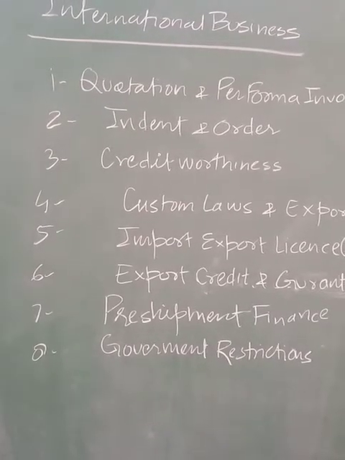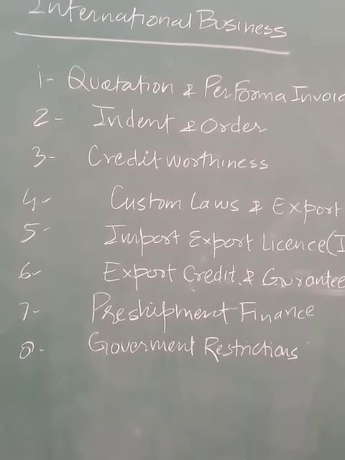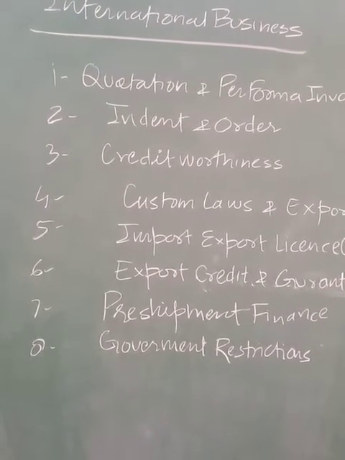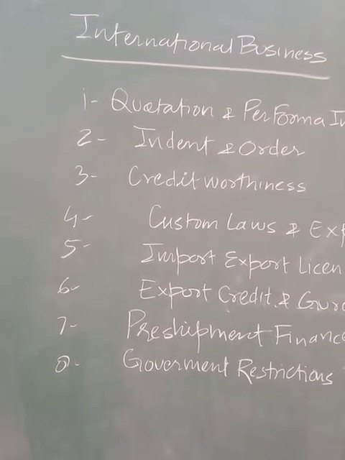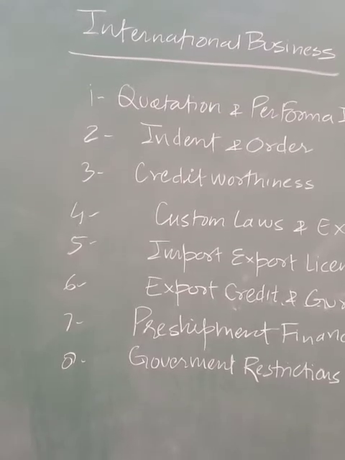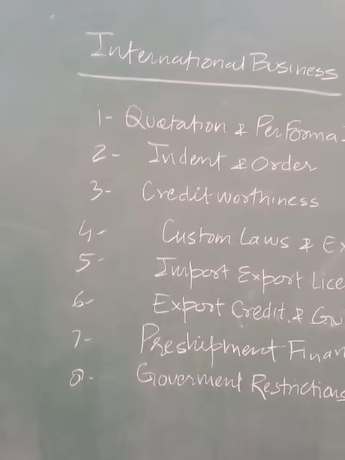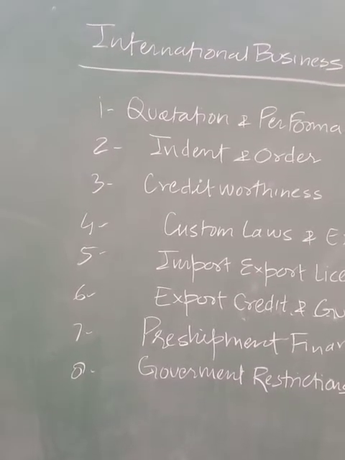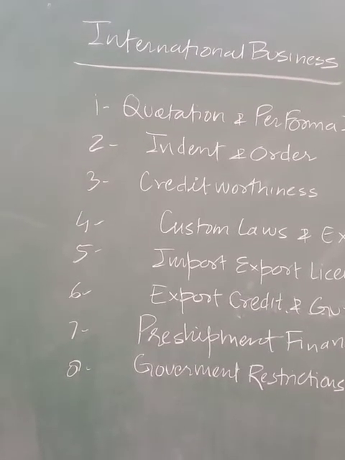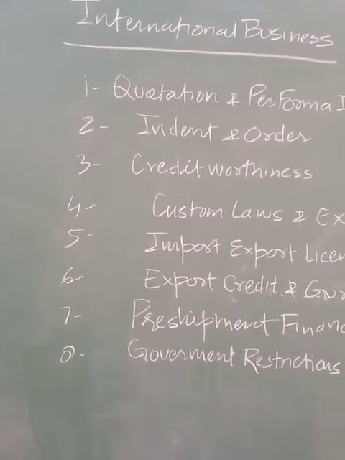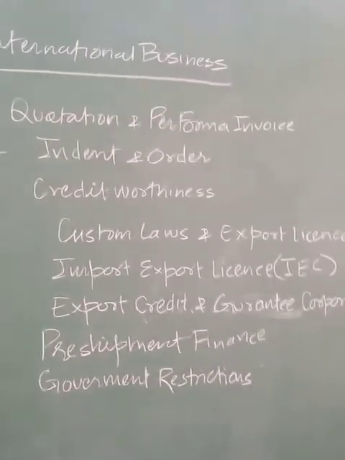So the quotation and pro forma invoice is a type of document in which the exporter has to mention all the information related to the product to the importer. They have to mention the prices, the model, the size, the guarantee, warranty, and the credit terms. All the things they have to mention in the quotation and the pro forma invoice.